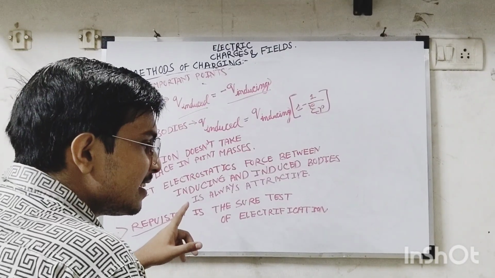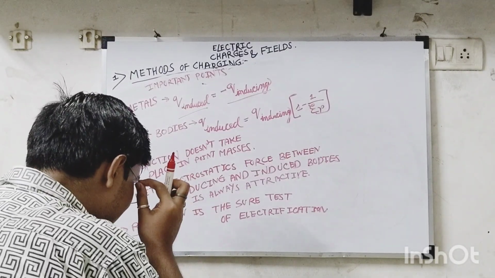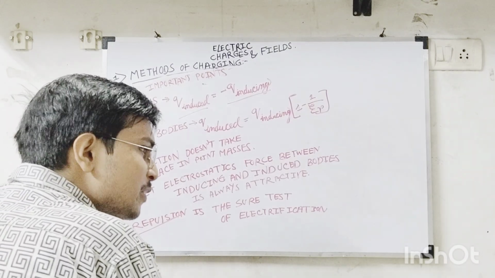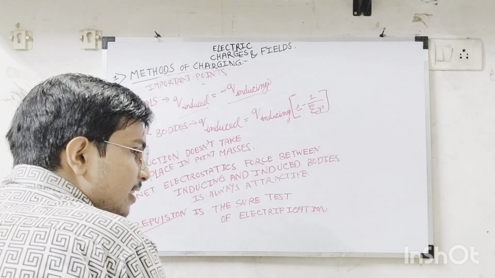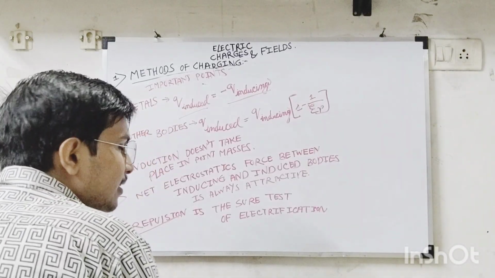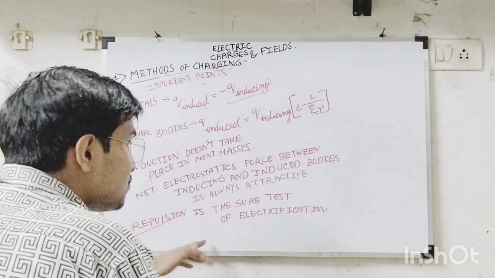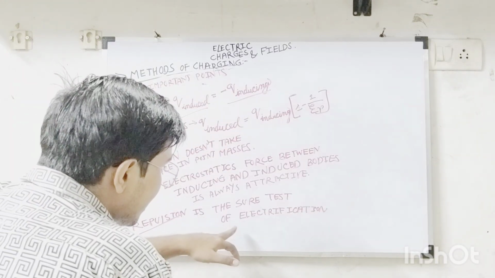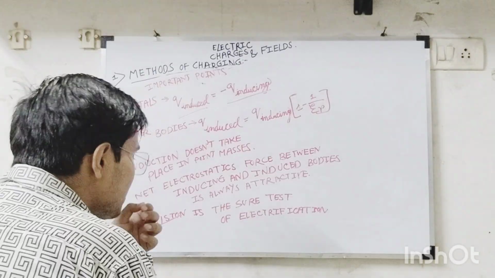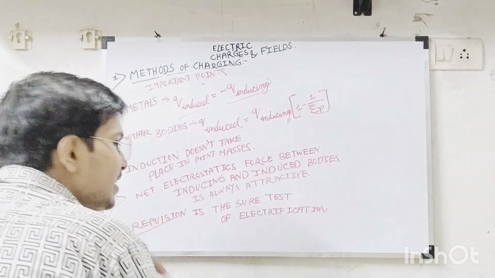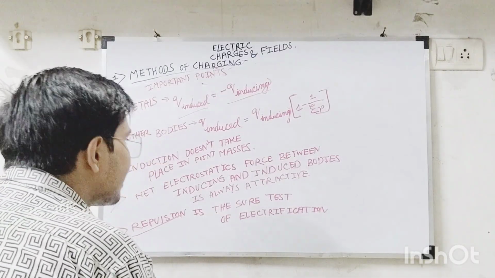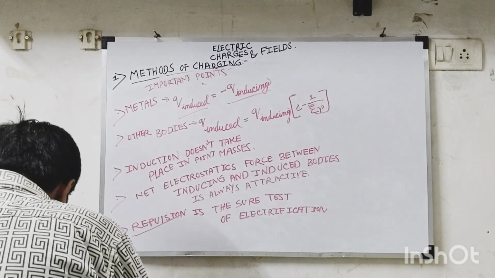Like charges repel each other. Charged bodies with different charges, positive and negative, will get attracted. But positive will never attract positive, negative will never attract negative, and uncharged, meaning neutral, will never repel. So these are the important points of induction.